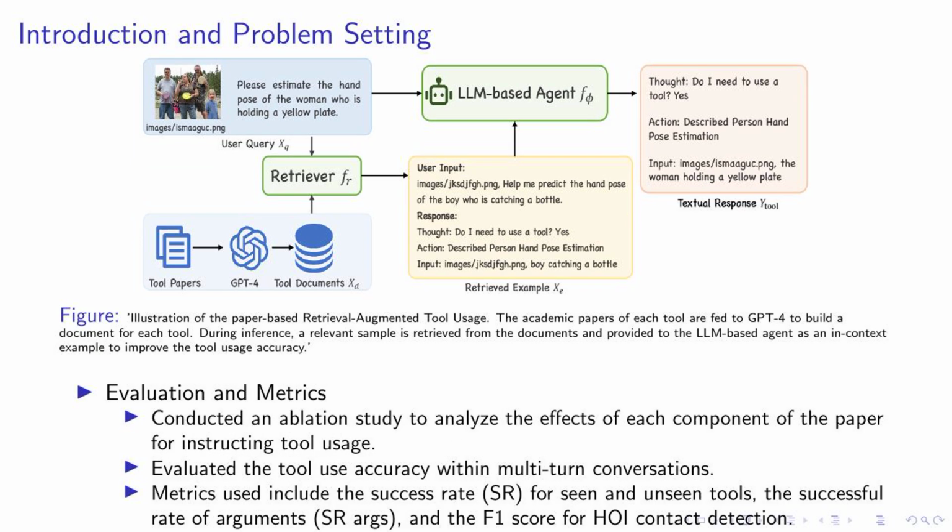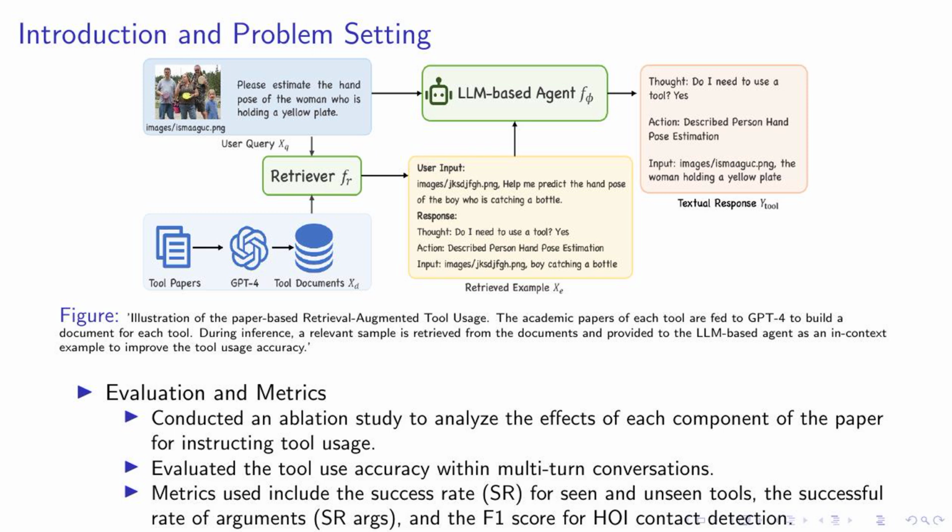On this slide, we delve into the evaluation and metrics used in our study. We conducted an ablation study to dissect the effects of each component of the academic paper in guiding tool usage. This allowed us to understand how different sections of the paper, such as the abstract or introduction, influence the accuracy of tool usage. We also evaluated the tool use accuracy within multi-turn conversations.